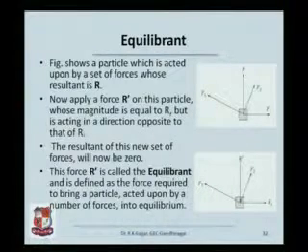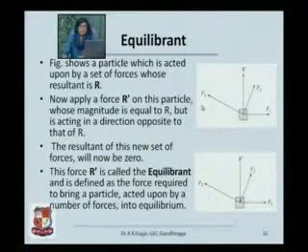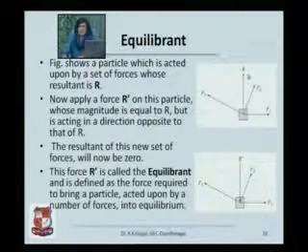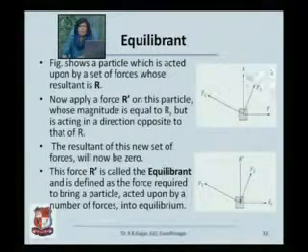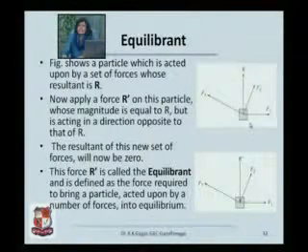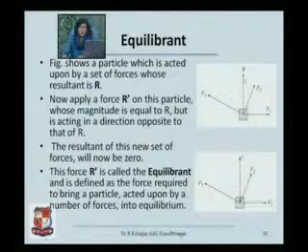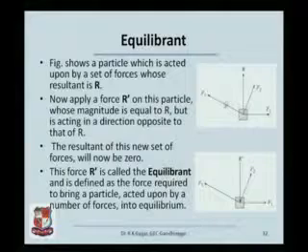The next concept, what is an equilibrant? Supposing we have a system of forces F1, F2, F3. The resultant of all those forces is R. If we are able to apply that force R in the opposite direction, then the net effect is going to be 0, because R is the effect, it is carrying the effect of all these three forces combined.